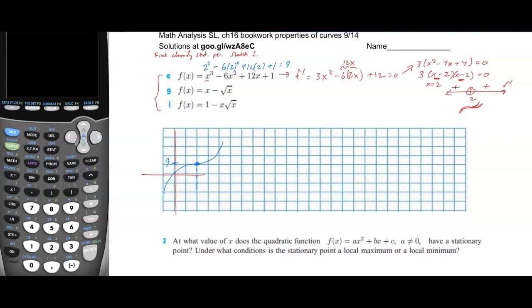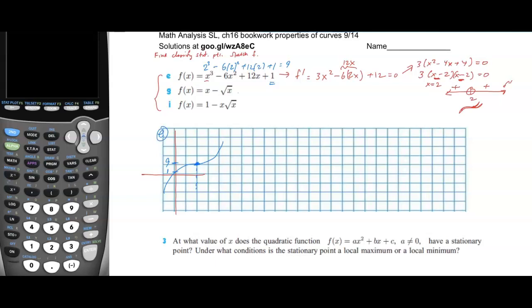What would be the y-intercept? The y-intercept would be 1, because if I plug x equals 0 in, the y-intercept would be 1. So the y-intercept is 1, the inflection point height is 9, and otherwise this is, I think, a fairly good sketch of E. Okay, let's look at G.